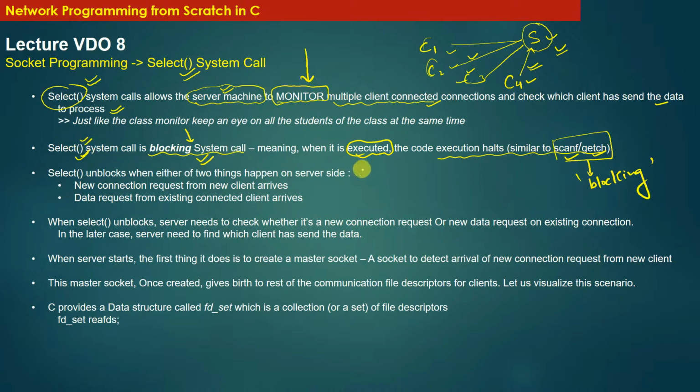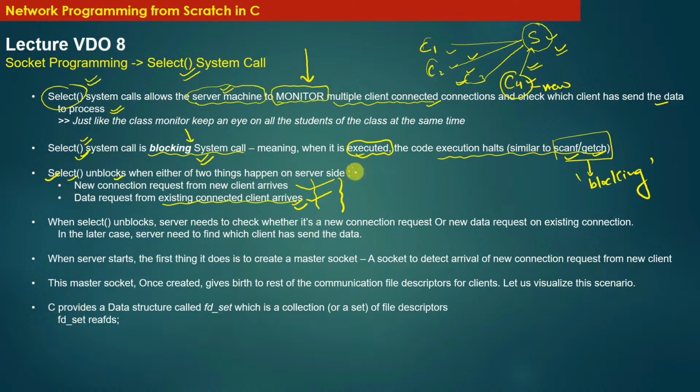Whenever these system calls are executed, the execution flow of the program halts, and it stays halted until specific conditions are met. What are those conditions? Select system call unblocks when either of two things happens on the server side. Either a new connection request arrives from a brand new client, that is client C4, which is a new client. When the new connection request arrives from the new client to the server, the select system call unblocks. The second condition is when a data request arrives from an existing connected client, that is client C1, C2 or C3, which have already established the TCP connection with the server. When any of these two conditions is met, the select system call unblocks.